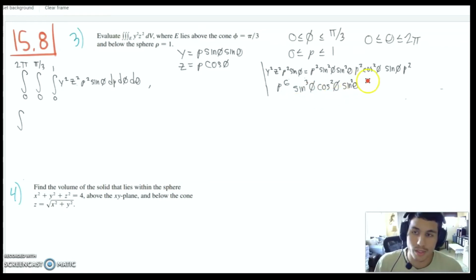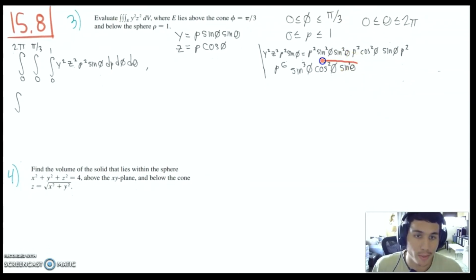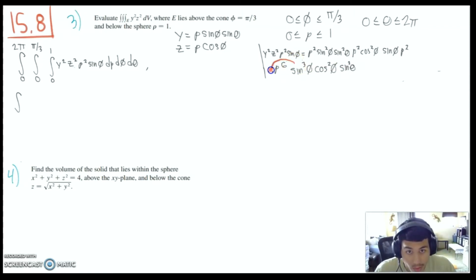But let's use the fact that we only have multiples here. It's like this rho's times this phi's times this theta. So we can split the integral into three integrals multiplied by each other, instead of going from one integrand to the next integrand, which you can do. It will just take a little bit longer. So I'm going to do the first two easy integrals, which are the rho integral and the theta integral.